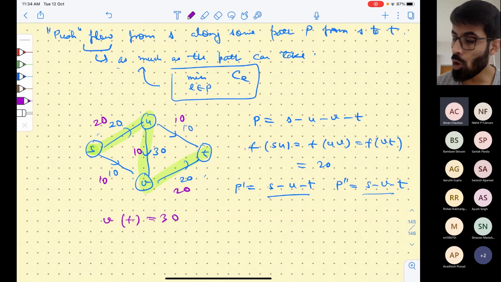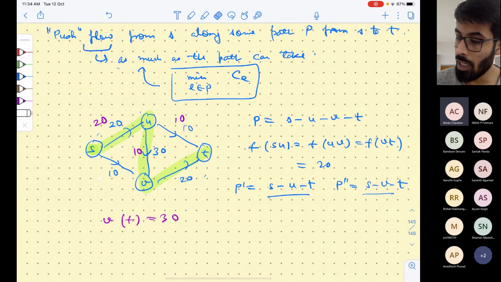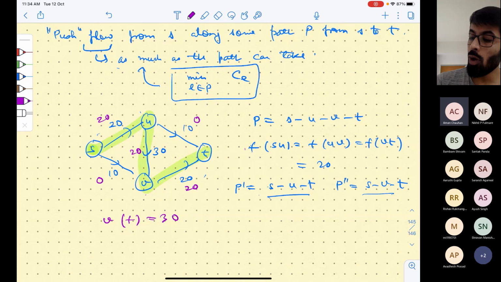Okay, good. So somehow we want to reach here from the greedy solution we have got. So what was the earlier thing? Earlier here we had 0, here we had 20, here we had 20, here we had 20, and here we had 0, here we had 0, right?